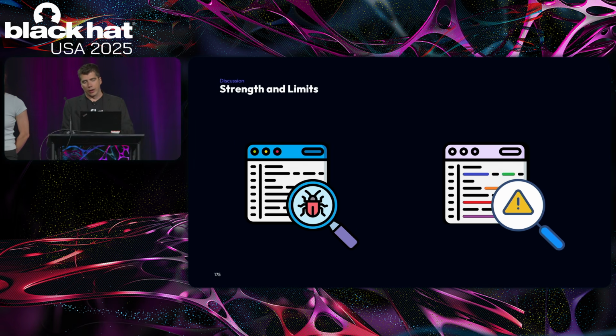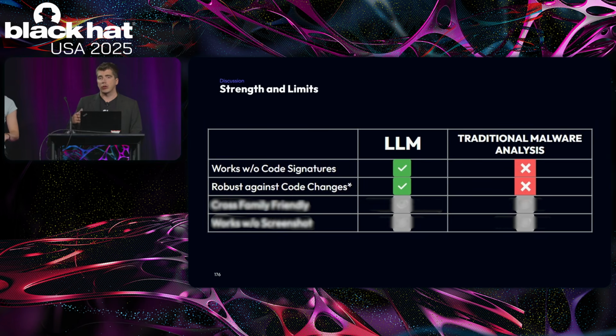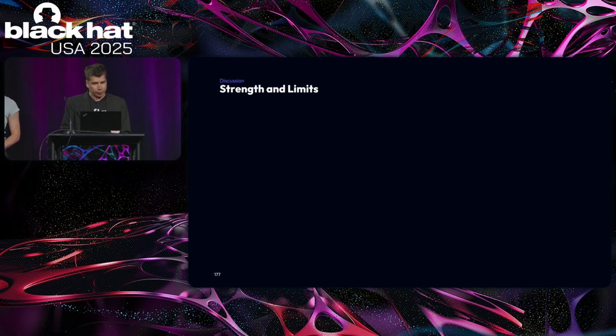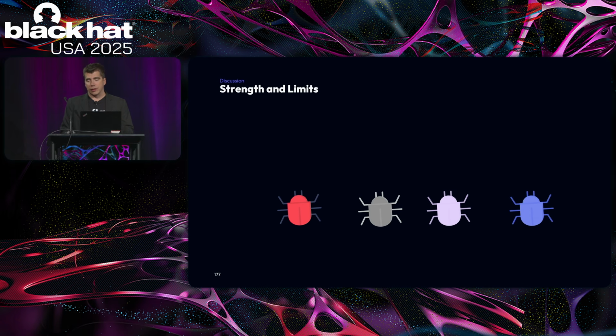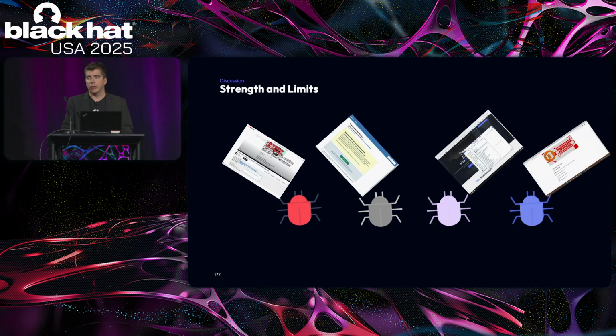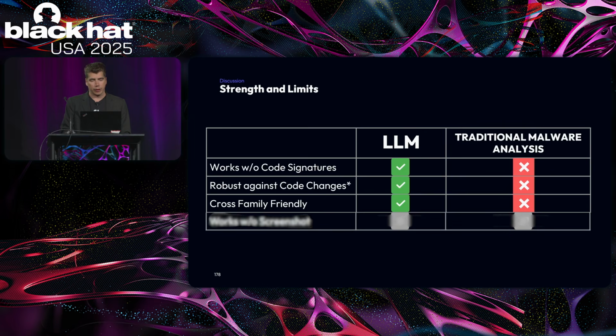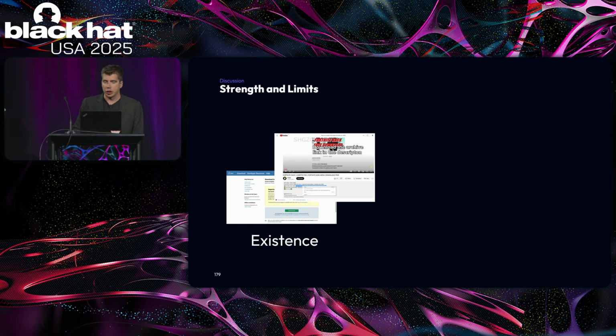Whereas with the LLM analyzing the screenshot, we are still able to track campaigns across malware changes because we are after the fact that they got infected, right? So it's robust against the code changes. Tracking different malware families, as long as they have a screenshot, we're good to track them. So it works across different malware families and across code changes.